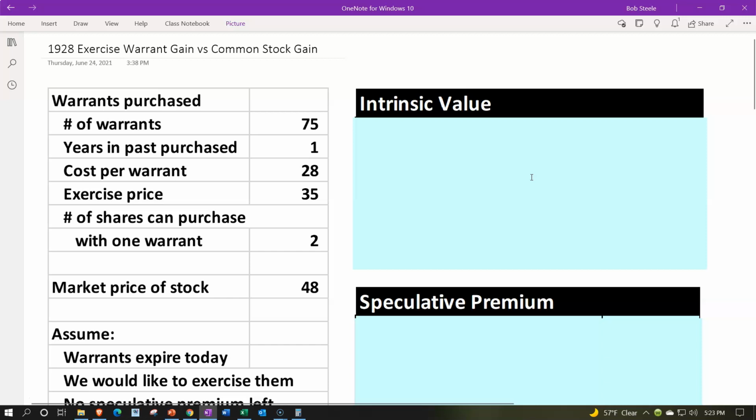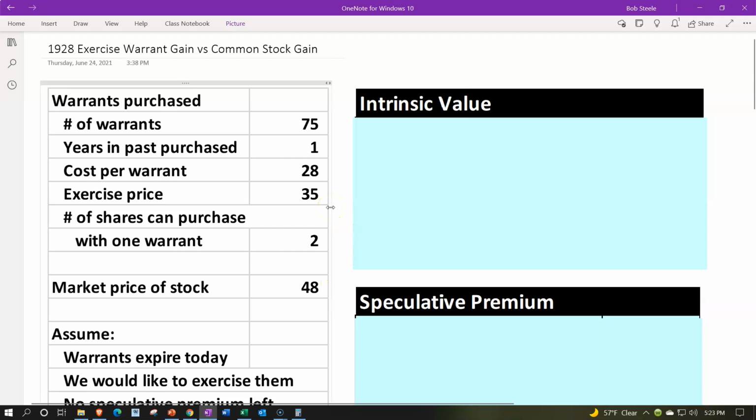So here's the scenario. We have the warrants purchased. The number of warrants is 75. They were purchased a year in the past. The cost per warrant is $28 to purchase a warrant. The exercise price, meaning the price that we can then purchase the stock for if we exercise the warrant, is $35, and we can exercise 1 warrant and get 2 shares at the exercise price of $35. The market price is $48 compared to the $35.